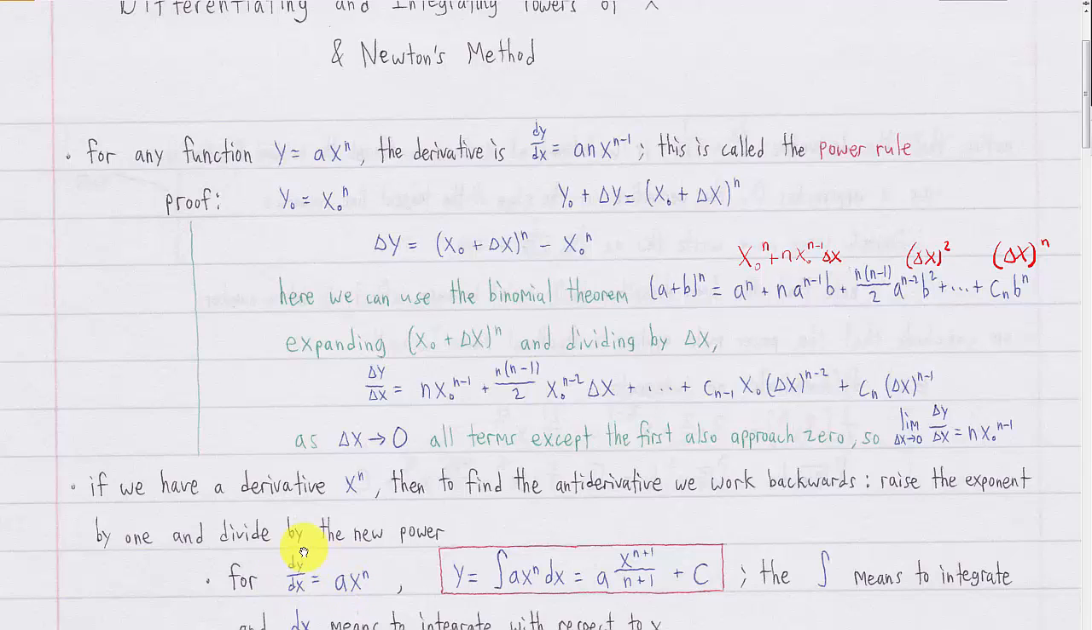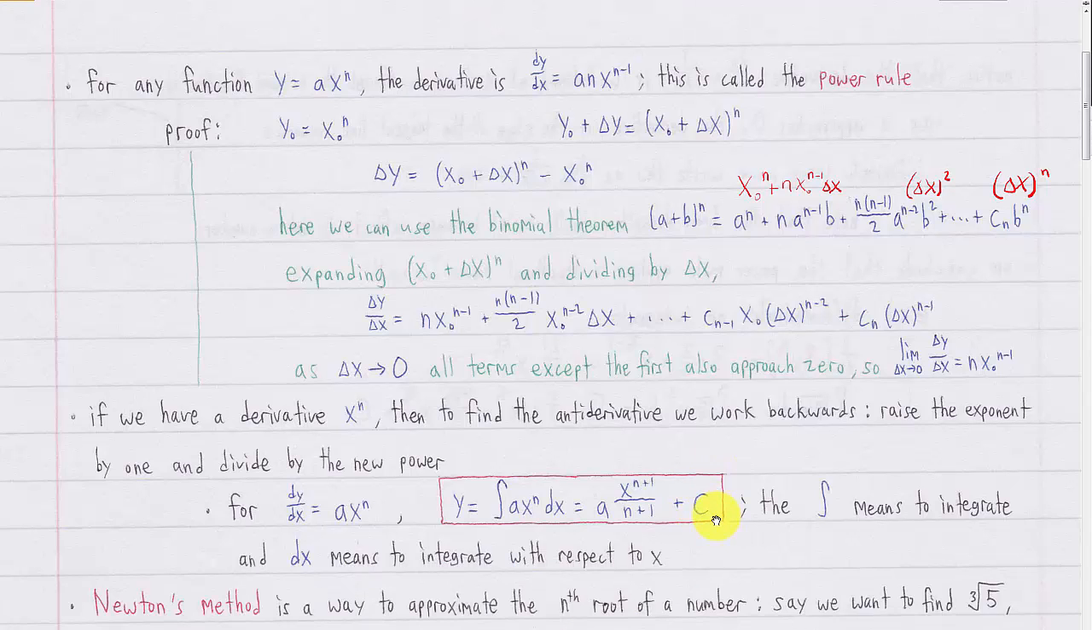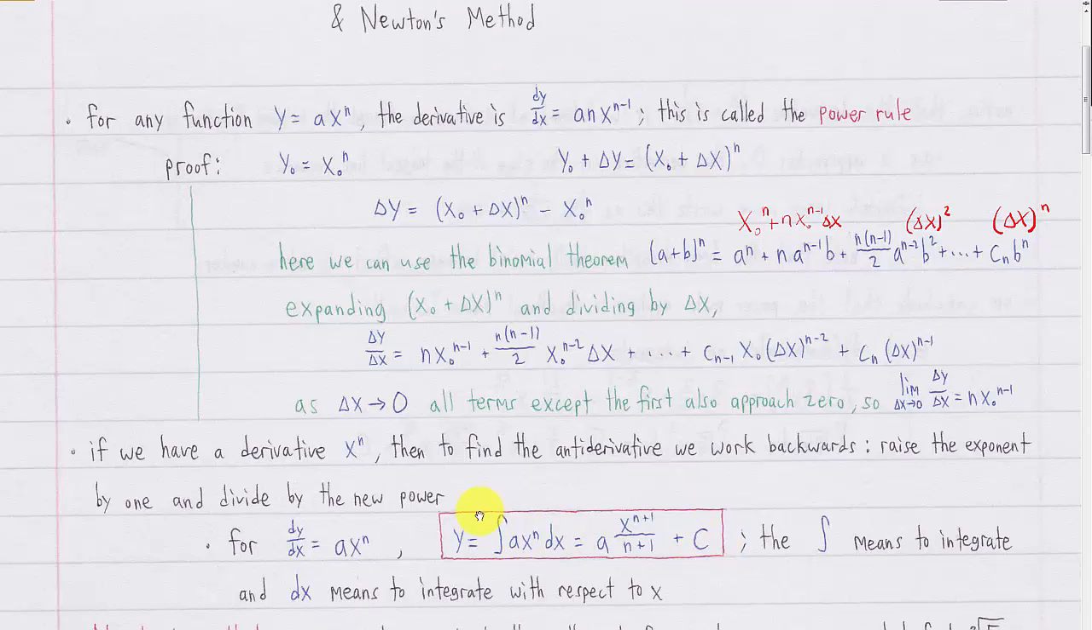So the integral of ax to the n, we ignore the constant while we're integrating. So then we'll have a times x to the n plus 1 divided by n plus 1. And then don't forget the plus c at the end. And if you haven't seen this before, this is the notation for the indefinite integral, or anti-differentiation. And this dx over here is just part of the notation. It just means to integrate with respect to x.